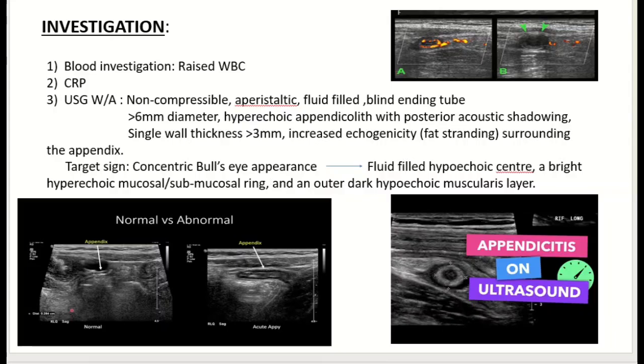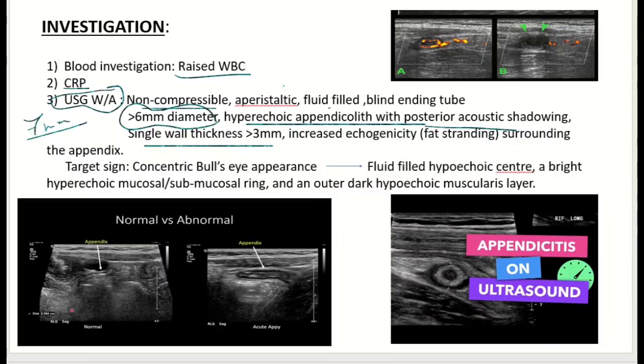A hyperechoic appendicolith can be seen with posterior acoustic shadowing. Single wall thickness of the appendix is more than 3 mm in case of acute appendicitis. There is increased echogenicity or fat stranding surrounding the appendix. So these are some of the important features seen on ultrasound investigation.